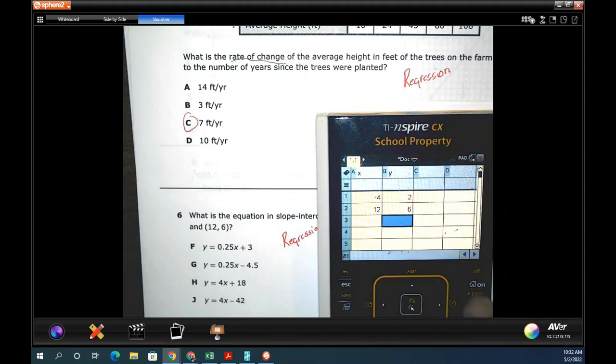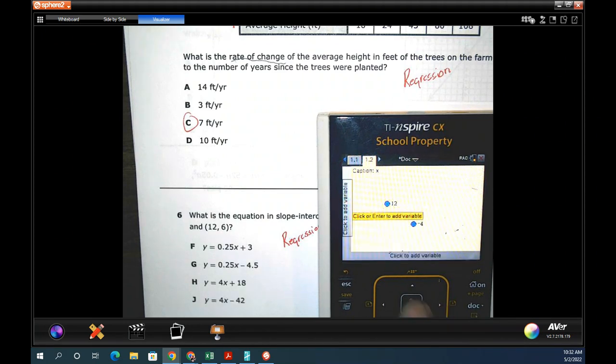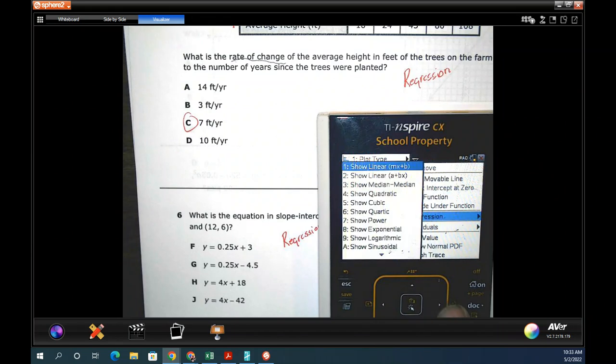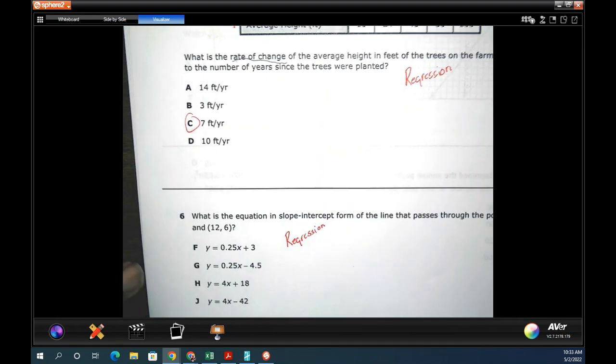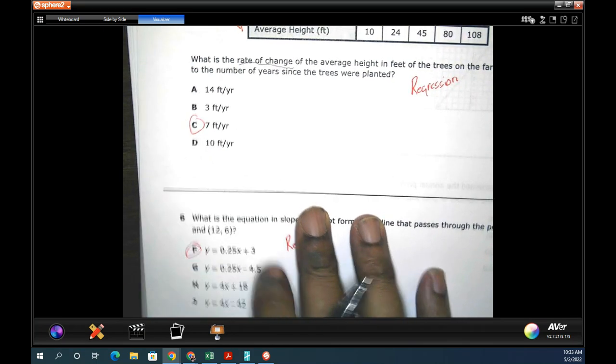Now, it's control doc. Add data and statistics. I'm already over here. Change the side to Y. Change that to X. Now it's just menu, analyze, regression. It's the very first one. So which one is the answer? That's actually what letter's that? F. There we go. Okay.